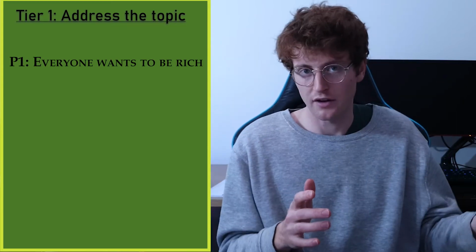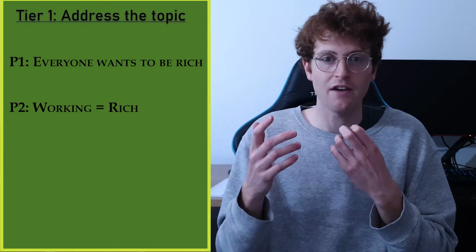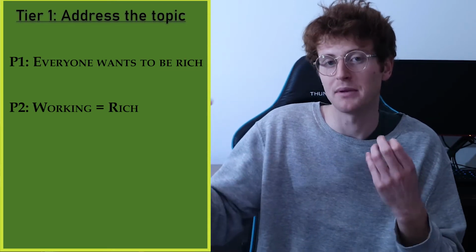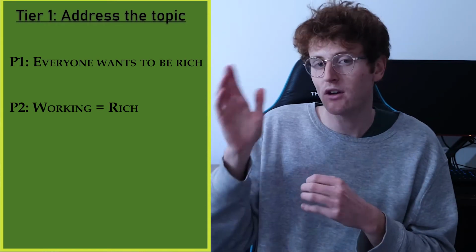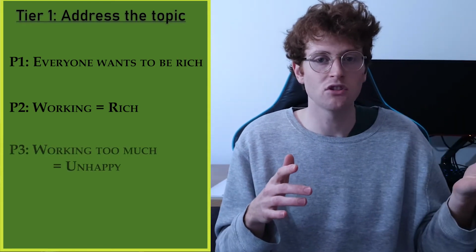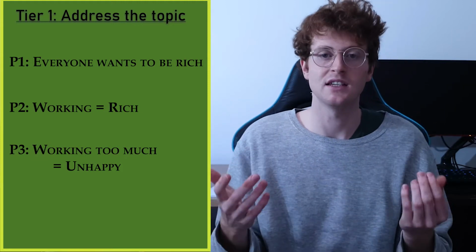And then you go into paragraph 2. And paragraph 2 would be like, it's hard to be rich, therefore we have to work heaps in our lives to attain this money and be rich. And then paragraph 3, you then mention, well, this results in people working too much and this isn't good for people's life satisfaction. And that would be a tier 1 essay.